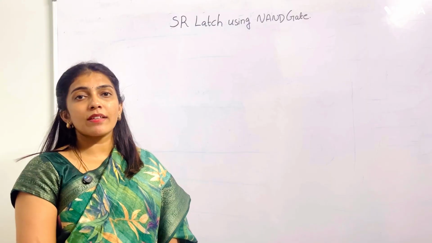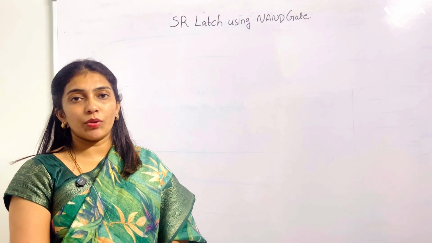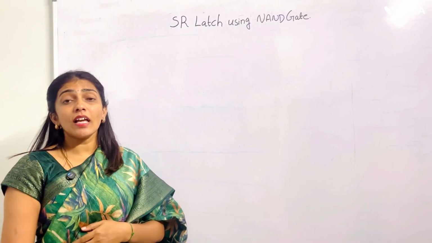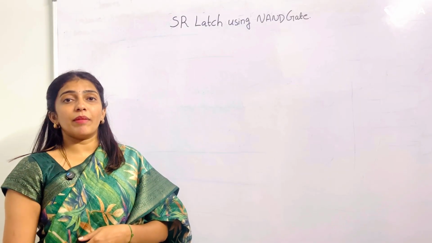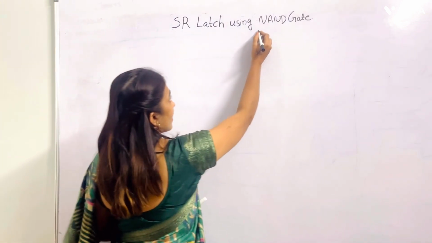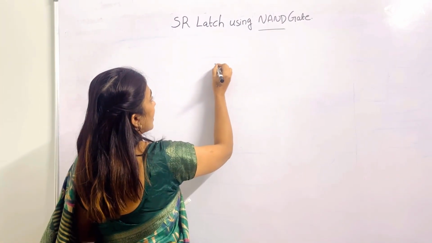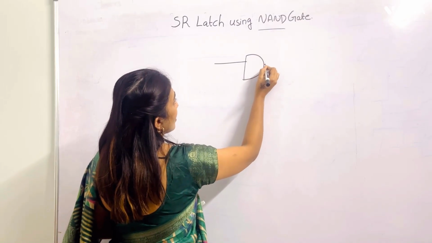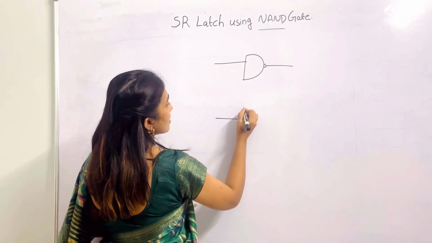So to store the past output we use a memory unit, and for that purpose we are using a latch. A latch is a single bit storage element. Next is the circuit diagram for the SR latch using NAND gates. So we are designing the circuit diagram by using NAND gates. Here we use two NAND gates.